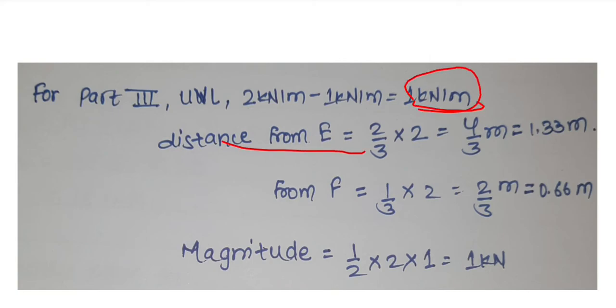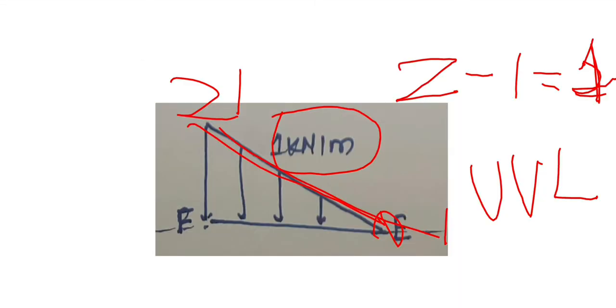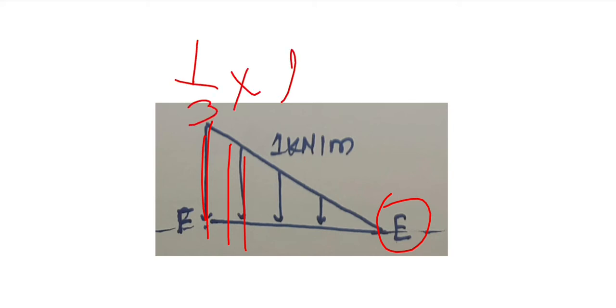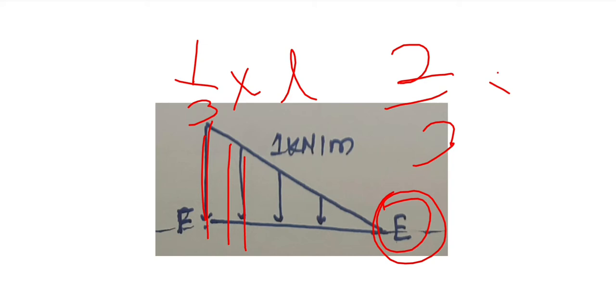Distance from E is 2/3. Why 2/3? See here. At this point the force will be maximum near F, and the distance from F will be 1/3 into the length of the span, and the distance from E will be greater, so it will be 2/3 into L.